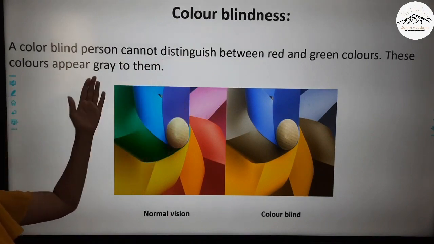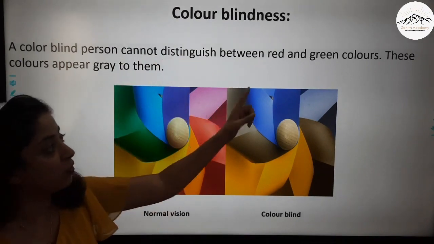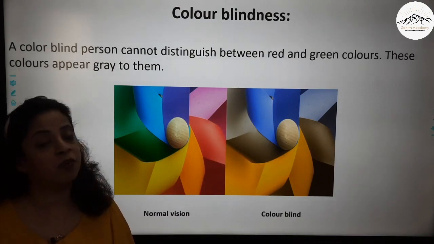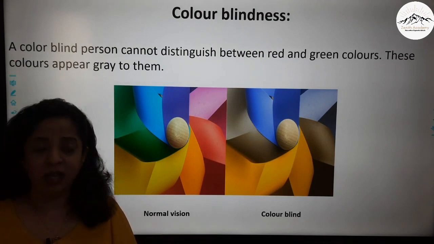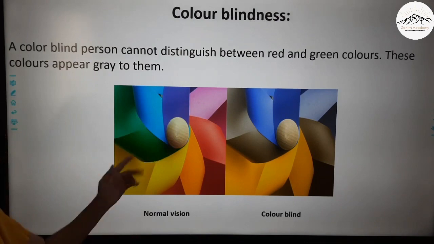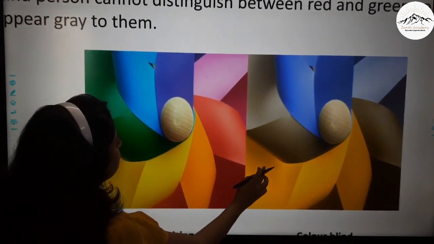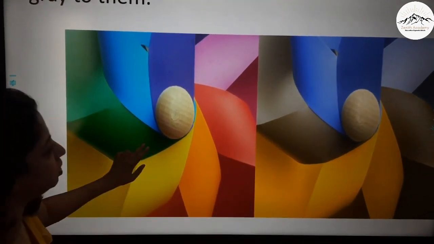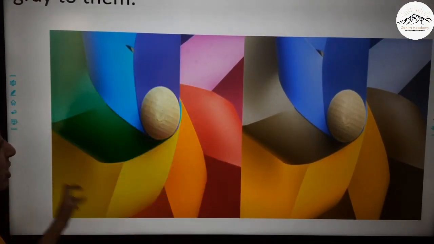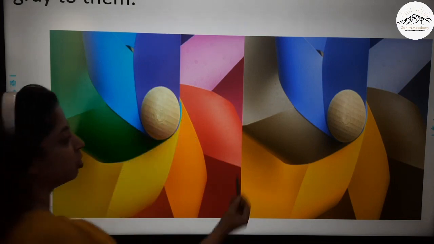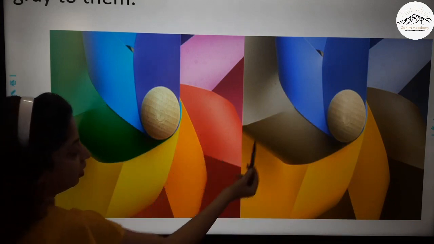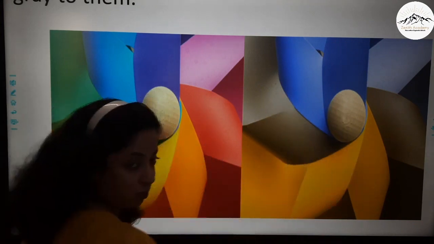A color blind person cannot distinguish between red and green colors. So these colors appear grey to them. A person who is suffering from color blindness is not totally blind, but he cannot distinguish between 2 colors, that is between red and green. So here if you can see this diagram, this is the normal vision. A person who is not colorblind can see all these colors, but this is the vision of a colorblind person. Here you can see this green color and red color seems to be grey for him.